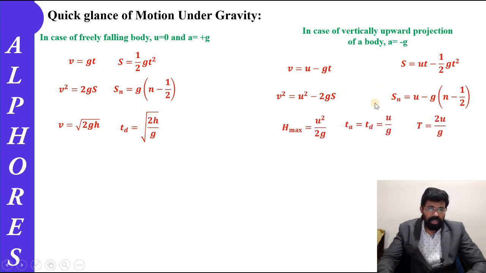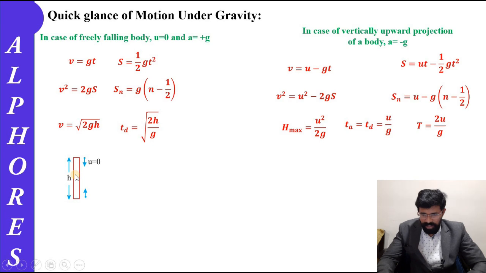Time of descent is equal to under root 2h by g. Similarly, in case of vertically upward projection of a body, there are a few fundamentals. The maximum height acquired by the body if it is projected with velocity u is u square by 2g. Time of ascent and time of descent will both be the same, provided air resistance is ignored, u by g. Therefore, time of flight will be the sum of time of ascent and time of descent, so T is equal to 2u by g. So these are a few fundamentals, and we have dealt with this model also.